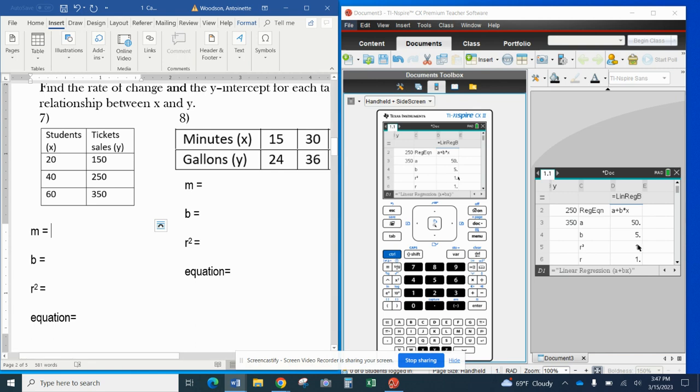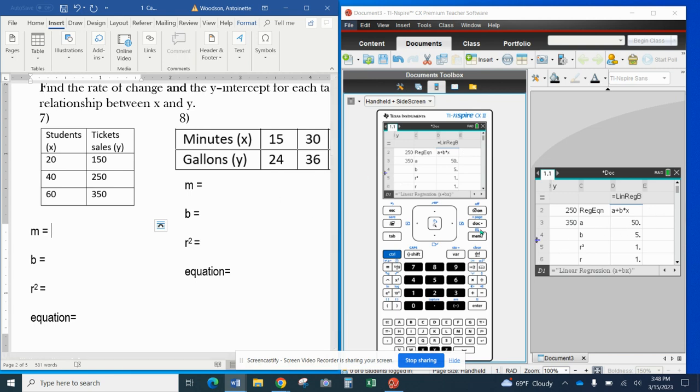So my slope, my M. Let's see, what do I have here? Well, look, I have A, I have B, I have R squared, and I have R. What does that tell me? If you look right here at the regression equation, it has A plus BX. So what does that tell you? That tells me that when I was doing my stat calc, I chose the wrong equation in the list.